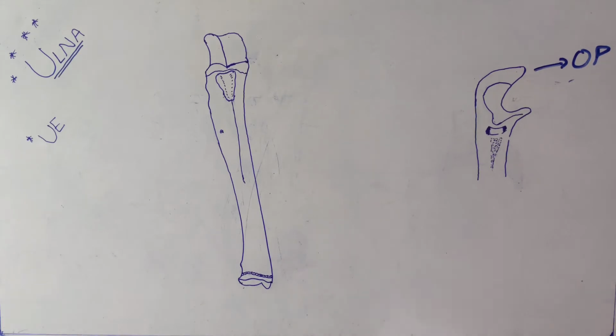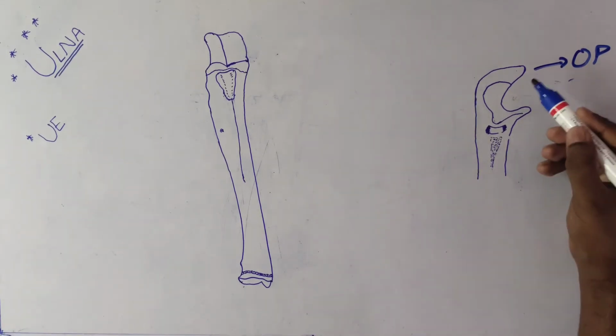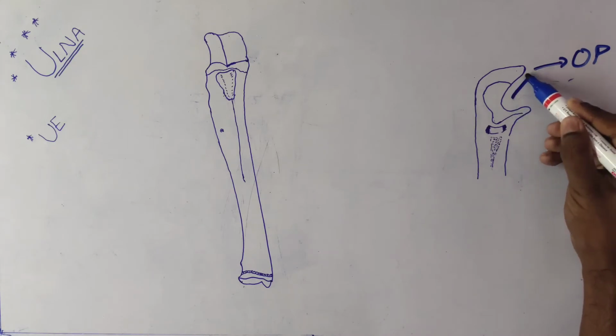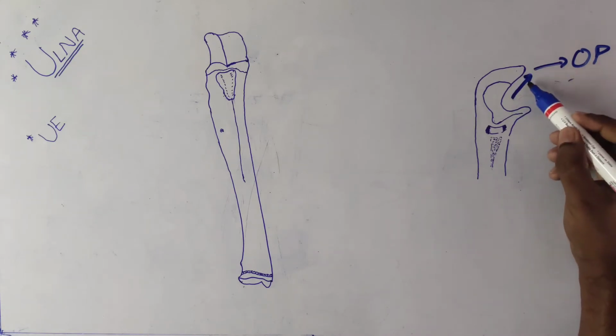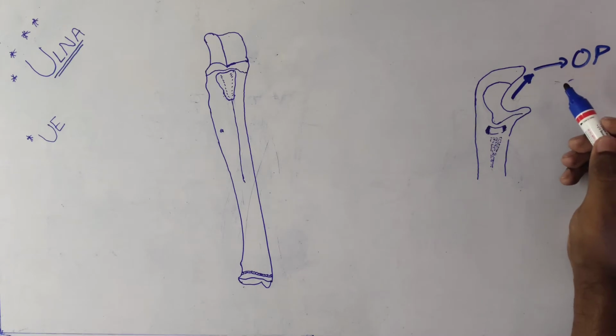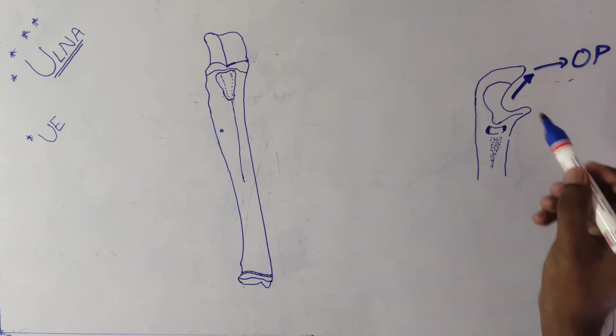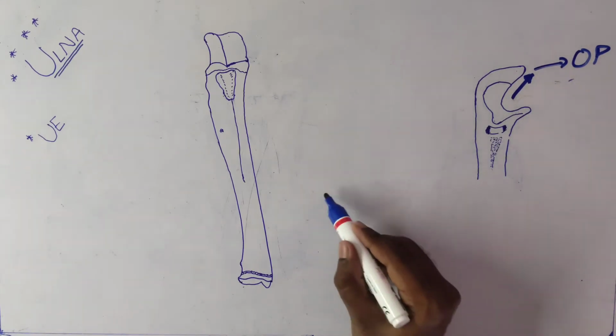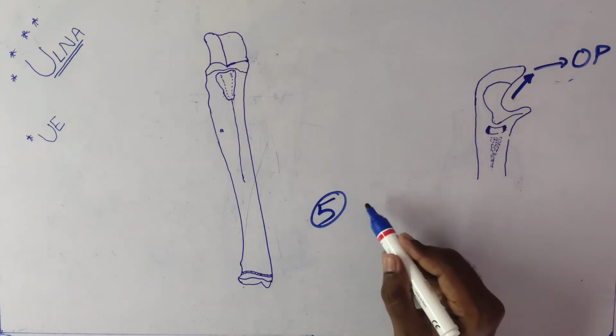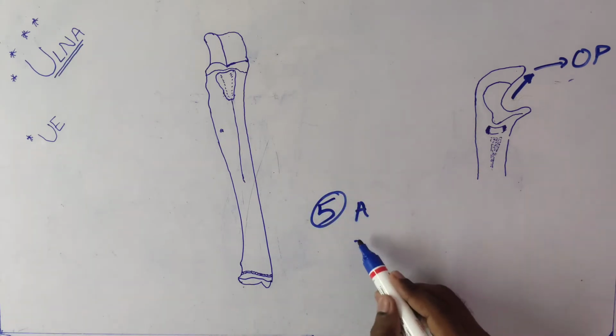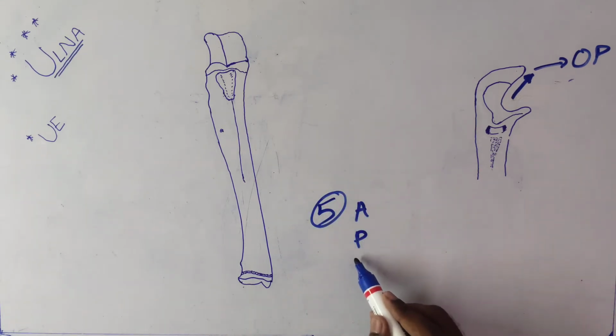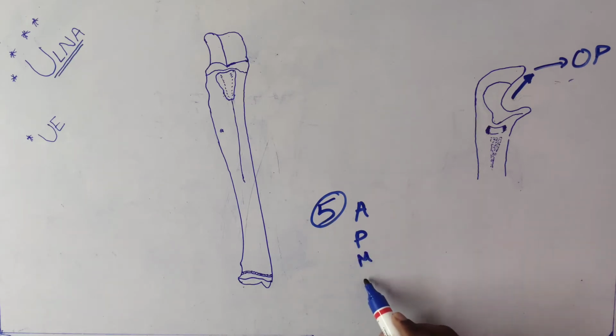First we will go through the Olecranon process. The Olecranon process projects upward. See, it is projecting like this. The Olecranon process has 5 surfaces. The first one is the anterior surface, second is the posterior surface, third is the medial surface, fourth is the lateral surface, and fifth is the superior surface.